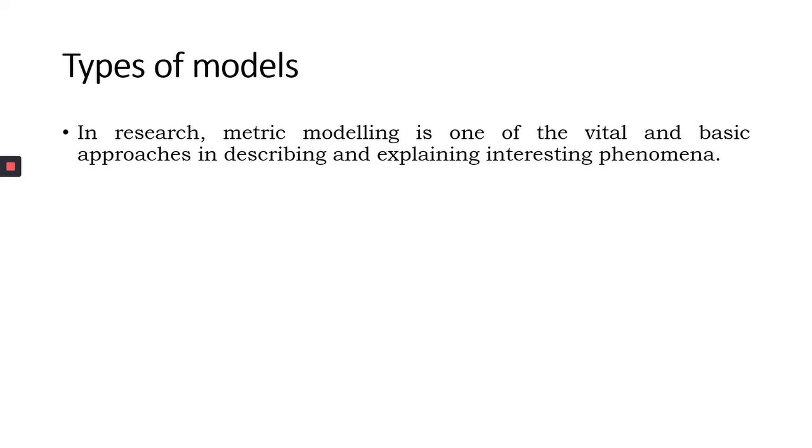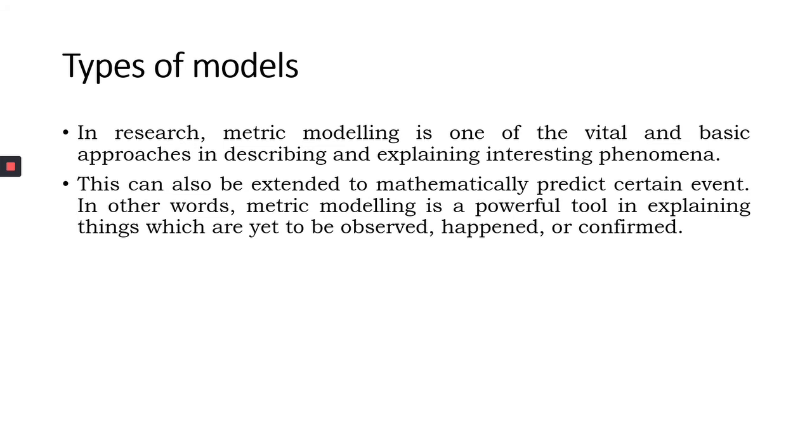Now, what are these types of models? Let's dive into this. So in research, mathematical modeling is one of the vital and basic approaches in describing and explaining interesting phenomena. This can also be extended to mathematically predict certain events. In other words, mathematical modeling is a powerful tool in explaining things which are yet to be observed, happen, or confirmed. So here is the interesting part.